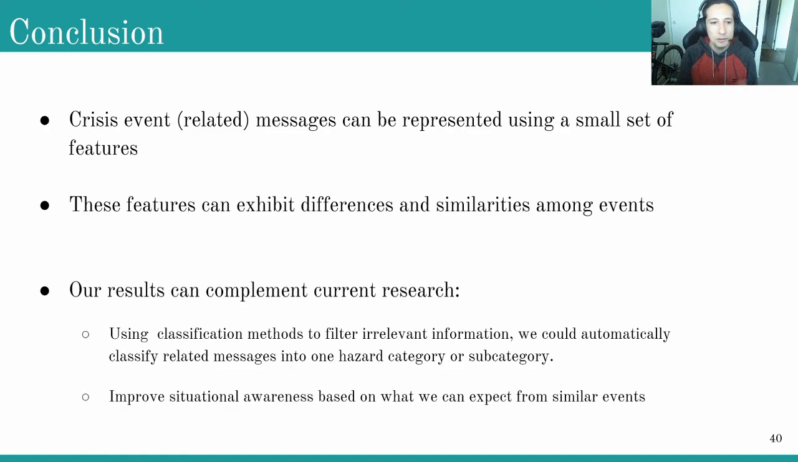For example, using classification methods in the state of the art to filter irrelevant information, we could automatically group related messages into one hazard category or subcategory, and this could improve situational awareness based on what we can expect from similar events based on their hazard categories or hazard subcategories.